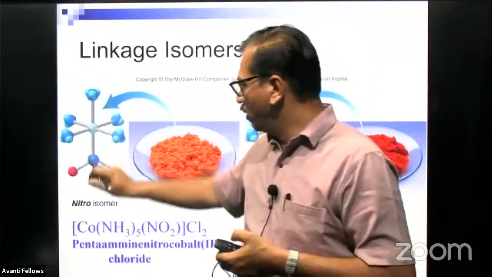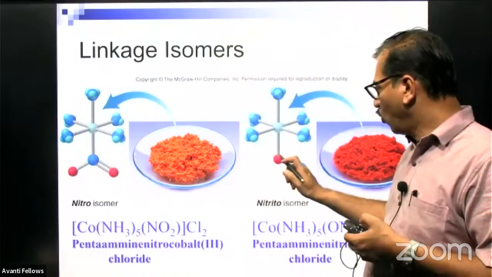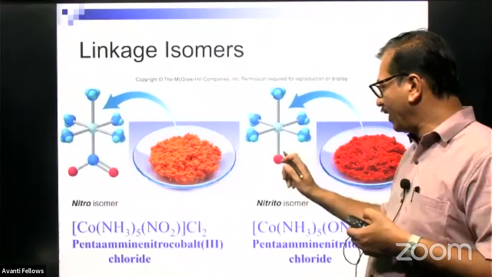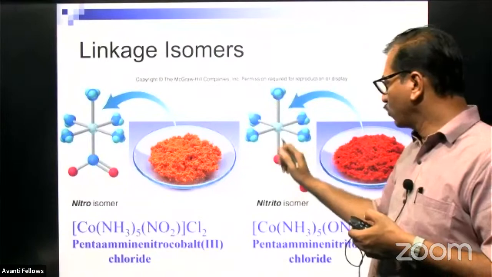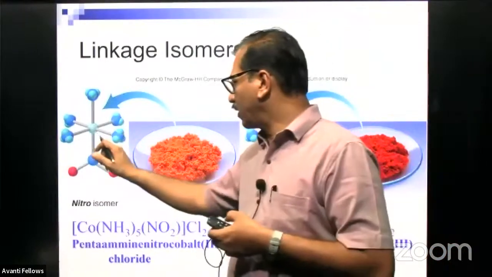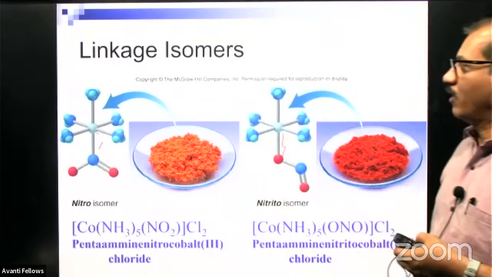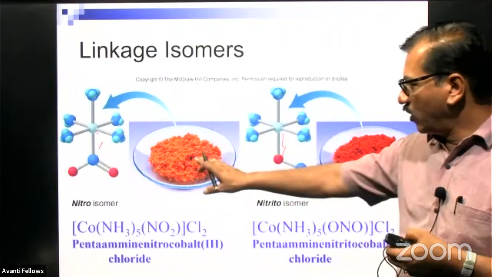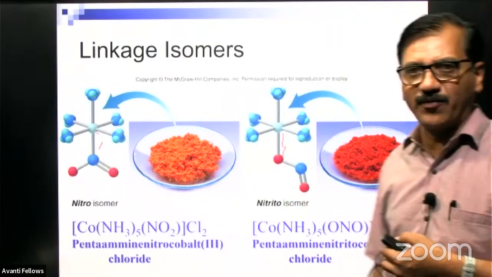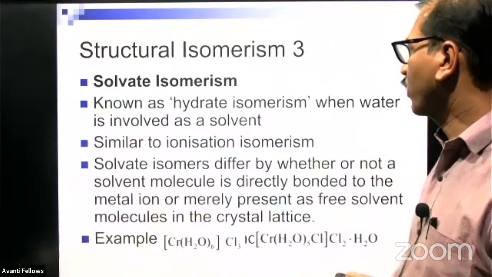Here is an isomer. NO2. N is there here. O is there here. The ligating atom is different. So this bond is different. This bond is metal atom and oxygen. Here it is metal atom and nitrogen. Therefore, these are different isomers, and their colors are also different, so they have different properties.